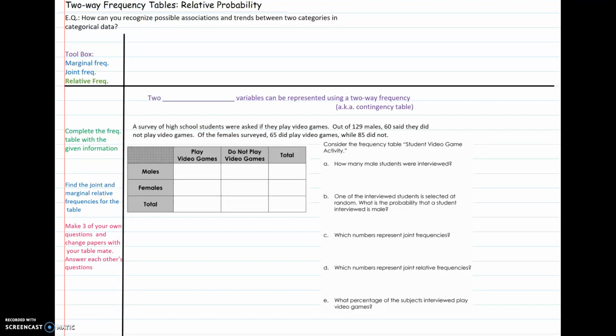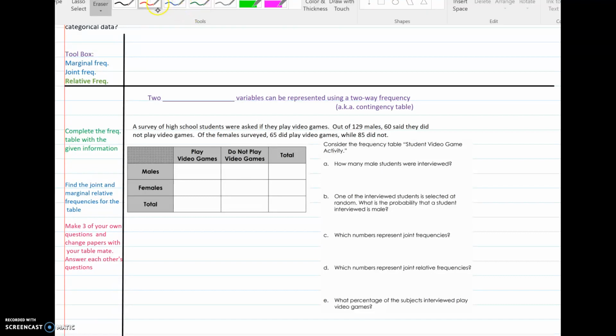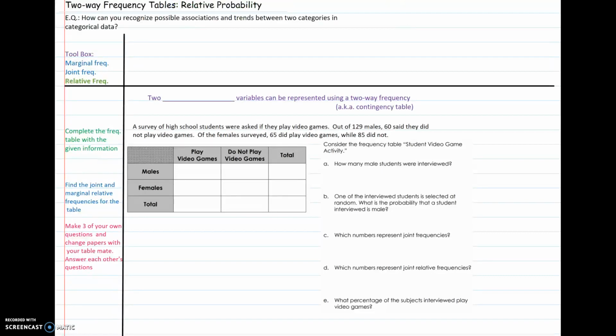Well, when we get into two-way frequency tables, we're actually talking about two categorical variables. So there's a possibility of different outcomes. So two categorical variables can be represented using a two-way frequency table. Now these are also known as contingency tables. You know, math terms, why we need so many for one thing, I'm not really sure.